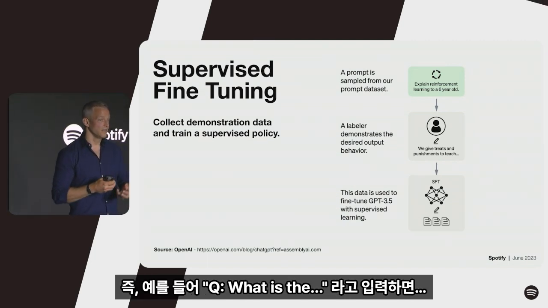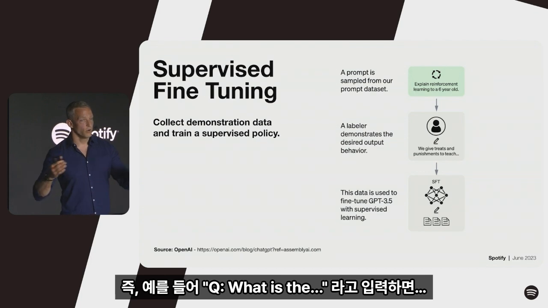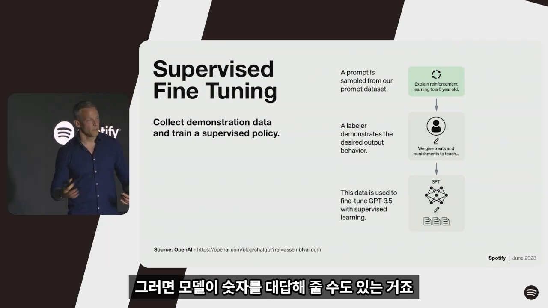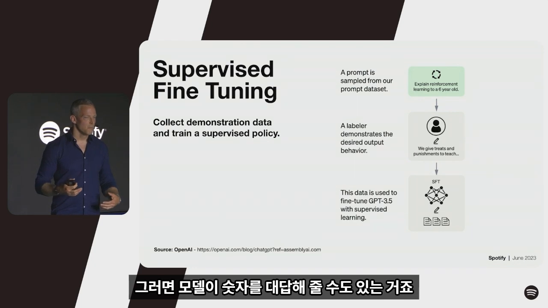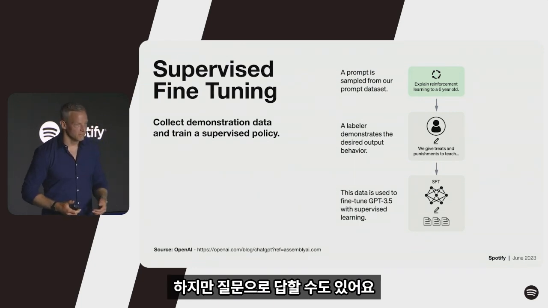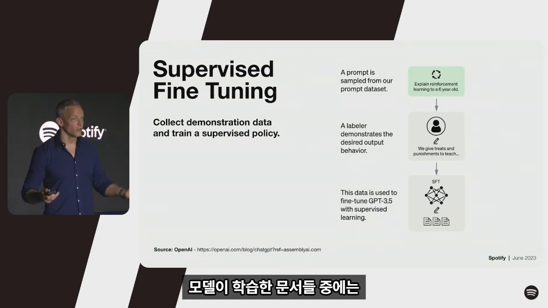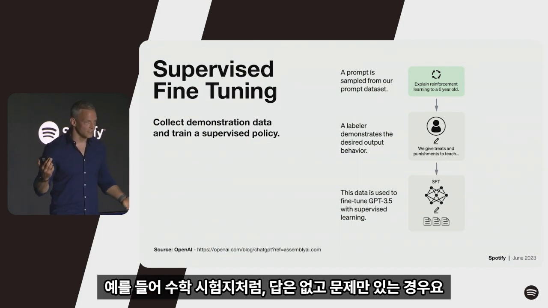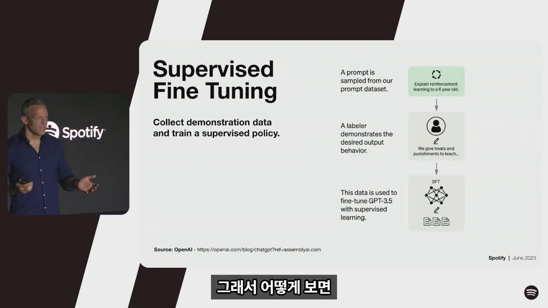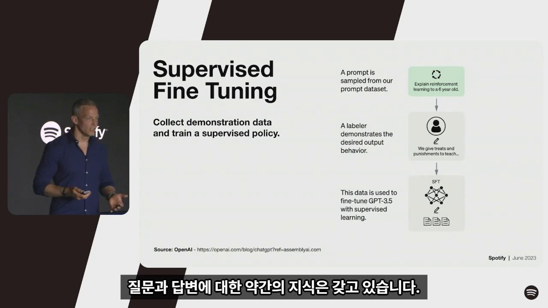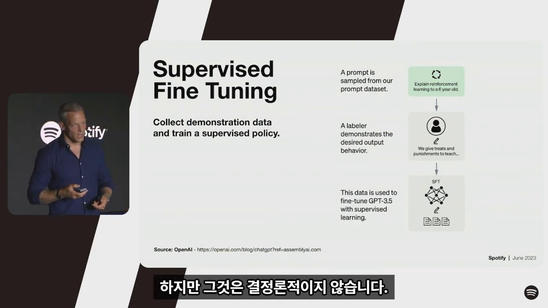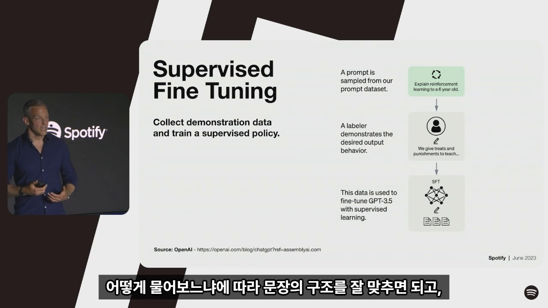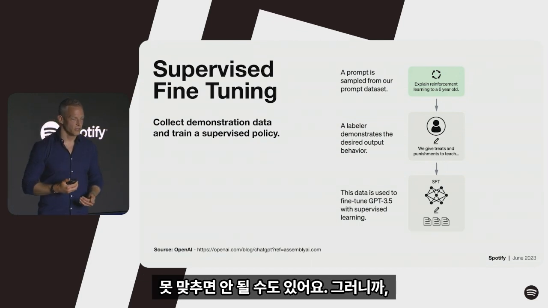So you could say, Q, what is the width of the earth? And it could say answer some number, right? But it could also just answer with another question, because that's also common on the internet, on all the documents it's seen, that you have question, question, question, question. For example, like a math test, and no answers. So it has some of this knowledge about question and answering, but it's not deterministic. Sometimes you get what you want if you ask it to autocomplete the right structure, sometimes you don't.